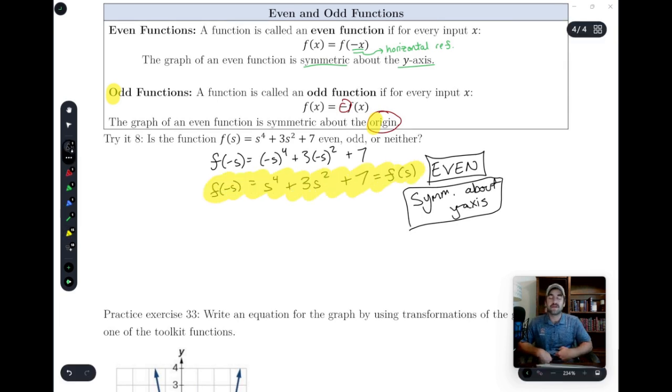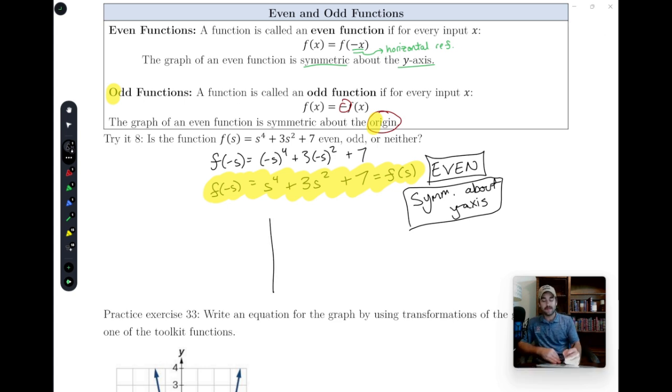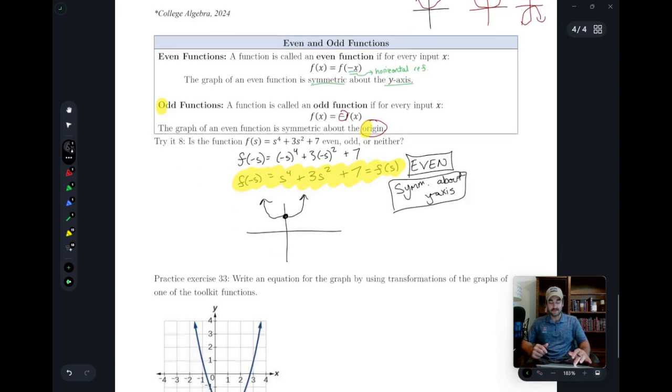And if you want to check that out in your brain, you're like, I don't know if I believe you with that math stuff, just think about what function this is. This looks a whole lot like a quadratic, but way wider because it's a quartic, a 4th power function, right? And it's going to be raised up 7. It's going to be positive facing up. So it might look something like that. And we'll see symmetry about the y-axis for sure.